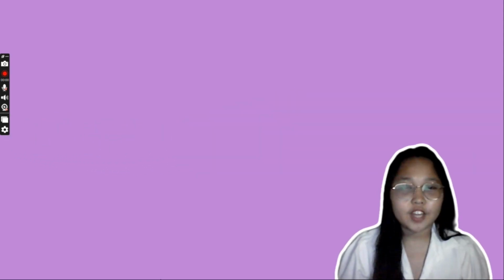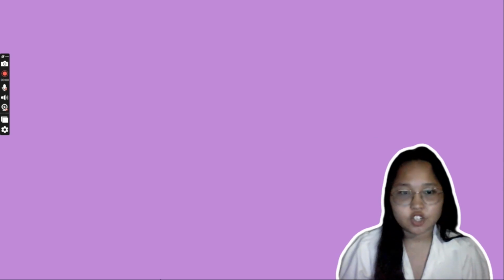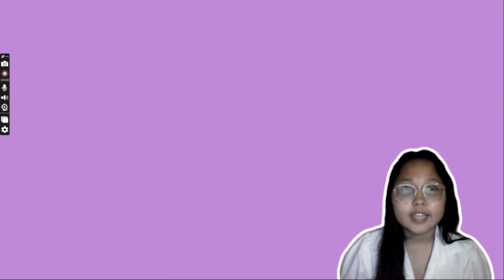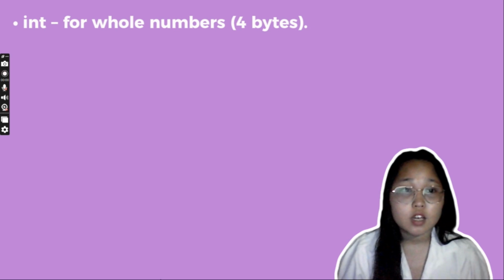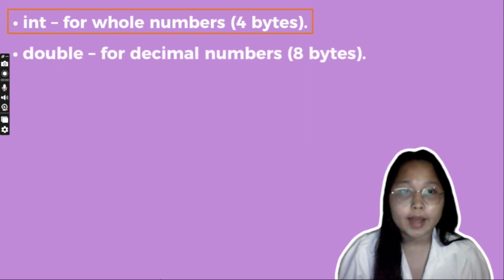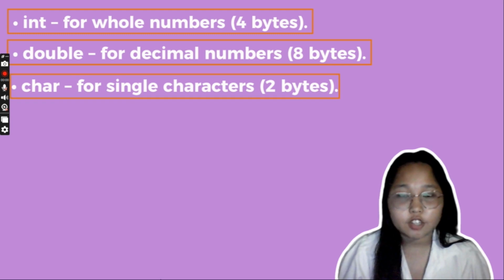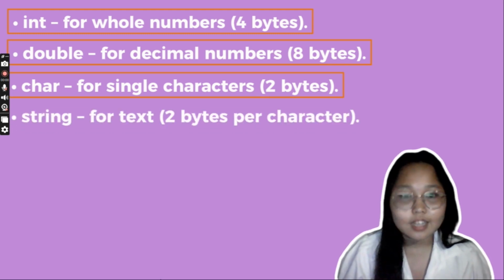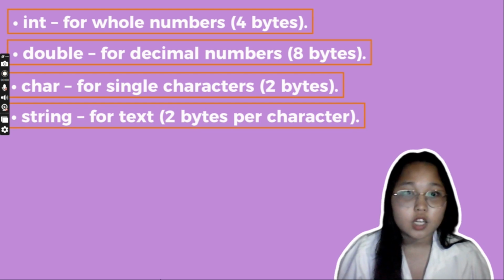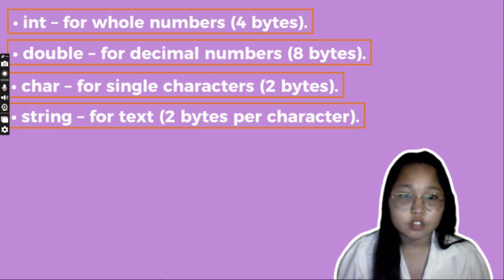So, what are the common data types in C#? We have int for whole numbers, equal to 4 bytes, double for decimal numbers, equal to 8 bytes, char for single characters, equal to 2 bytes, string for text, equal to 2 bytes per character, and bool for true or false values, 1 byte.